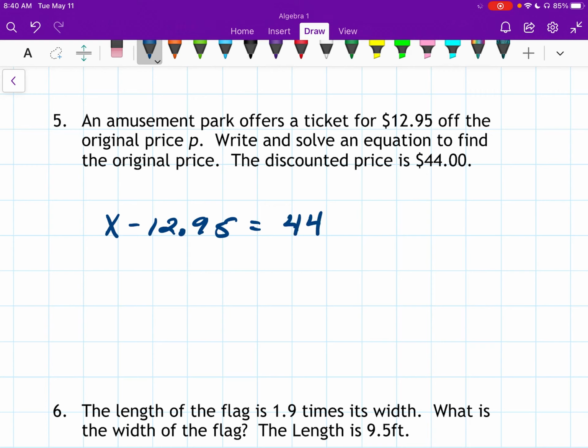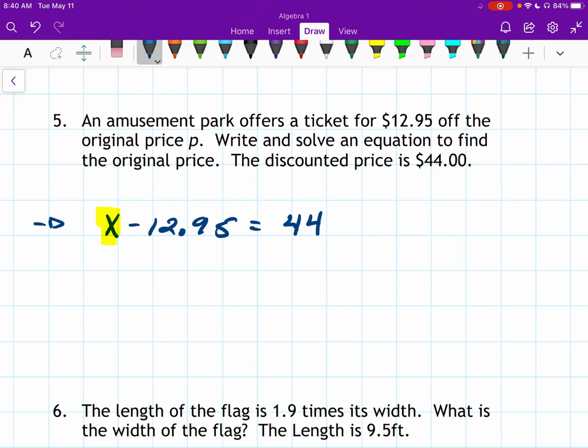Okay, so again, we started off with the regular ticket price, x. That's what we're going to try to find. And then we took off our discount, and then we ended up having 44, which is what we paid. This is part of the answer, right? In these problems where it says write and solve an equation, I want to see this. I want to see that step, right? I don't want to just see the answer.